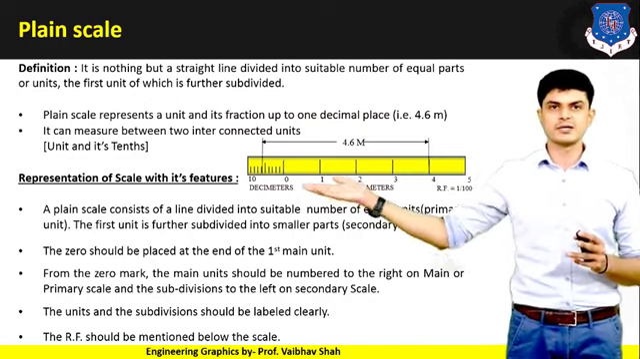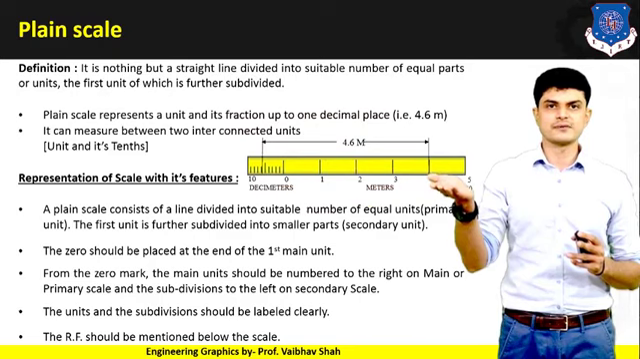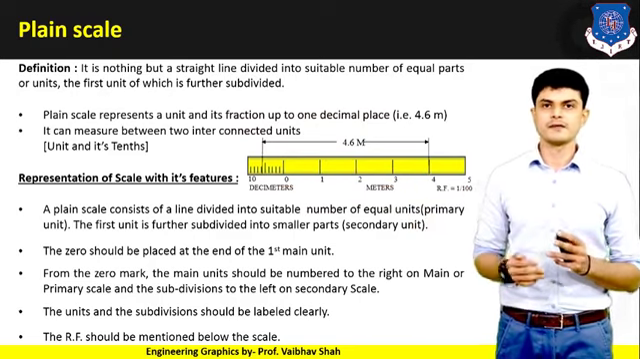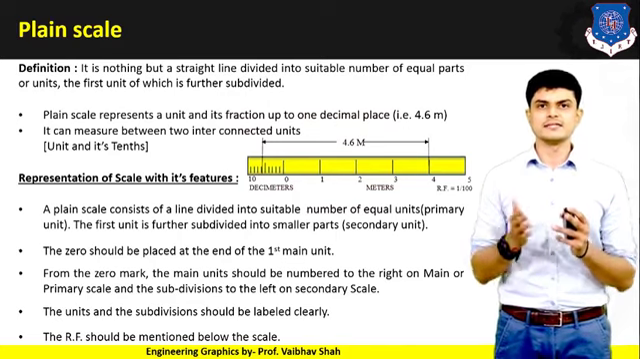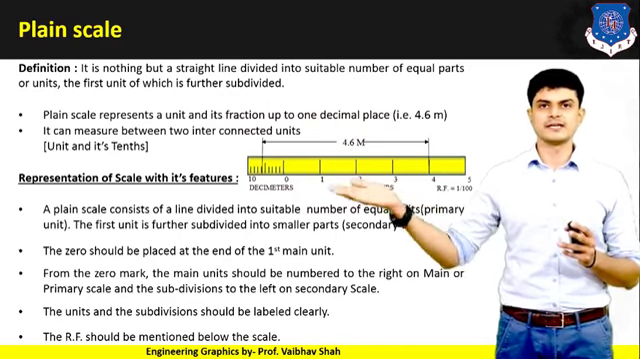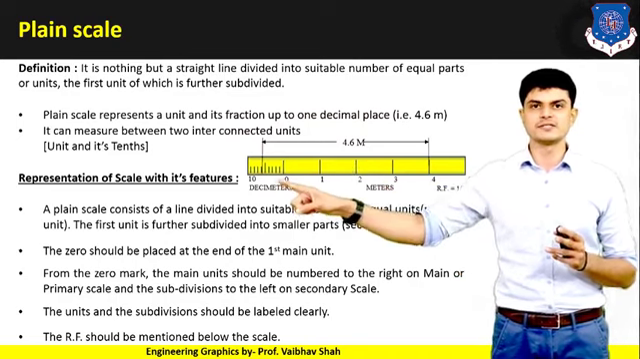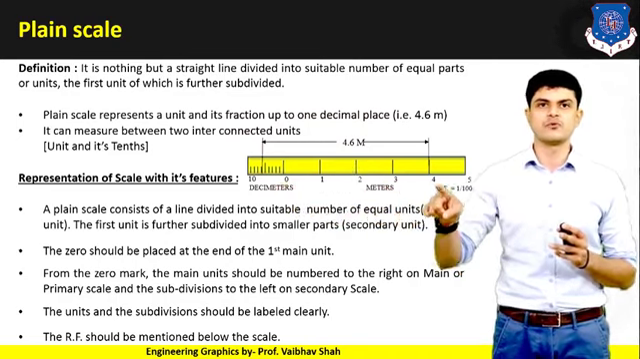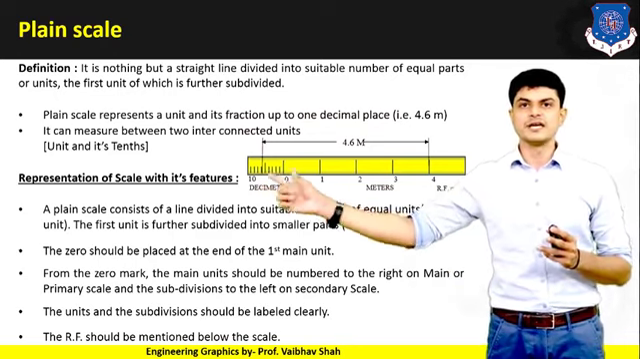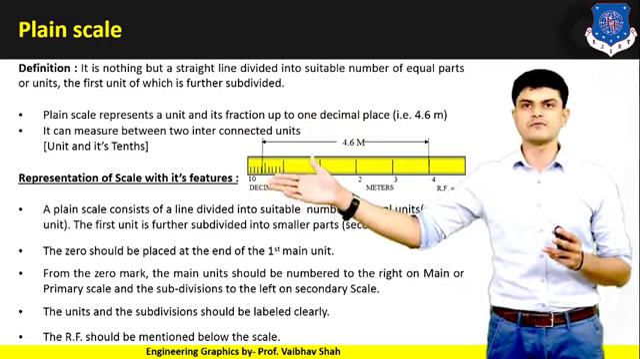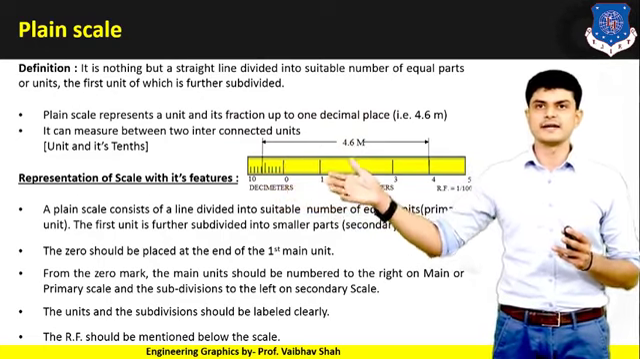So this is nothing but a straight line, as you can see. Let us understand this concept by this diagram here. It is a straight line divided into suitable number of equal divisions 0, 1, 2, 3, 4, 5, the first division of which is further subdivided, and that is known as your scale.